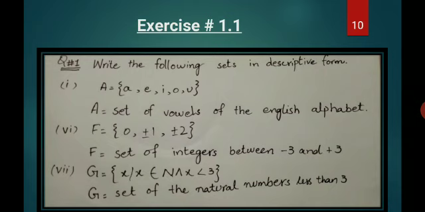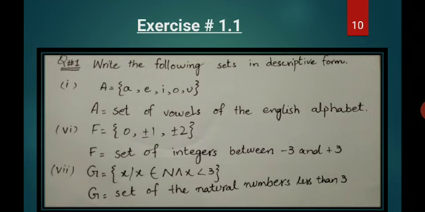There is question number 1: write the following sets in descriptive form. You know very well that these are written in tabular form. We have discussed before this exercise what the descriptive form is. You have to write in a description, in a statement. A is equal to the set of vowels of the English alphabet. Question number 6: F is equal to 0, plus minus 1, plus minus 2. These are written in tabular form. How can you write it in descriptive form? The set of integers between -3 and +3.